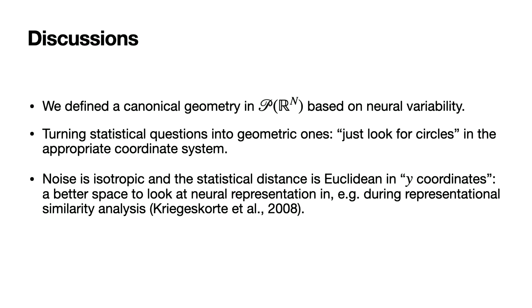For example, during representational similarity analysis, the calculation of the representational similarity is implicitly based on the assumption of Euclidean space. And this may be better carried out in the space where we have a theoretical reason to believe that there is a natural statistical distance that is Euclidean.